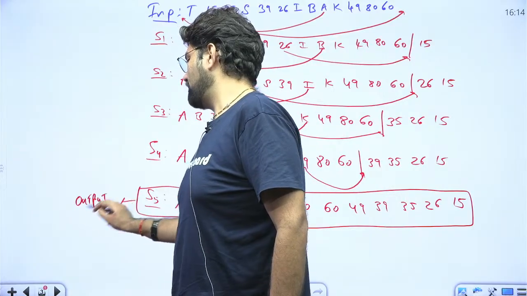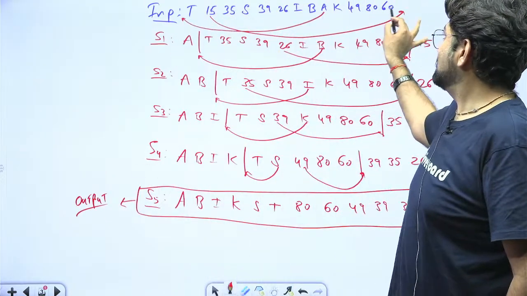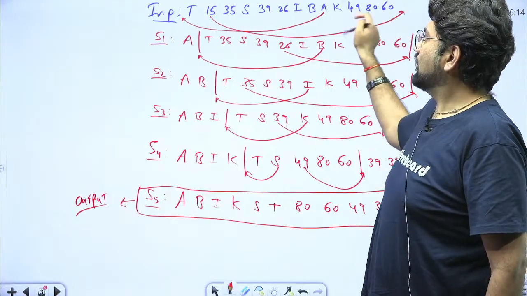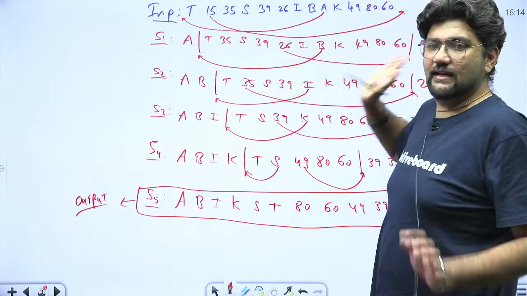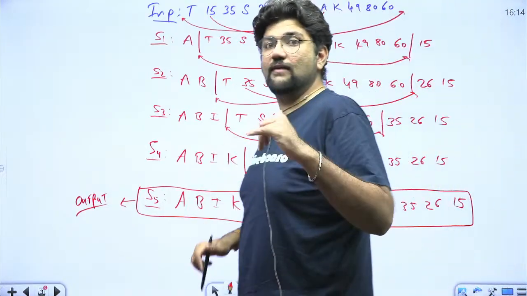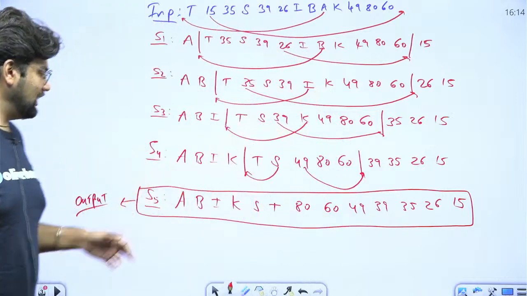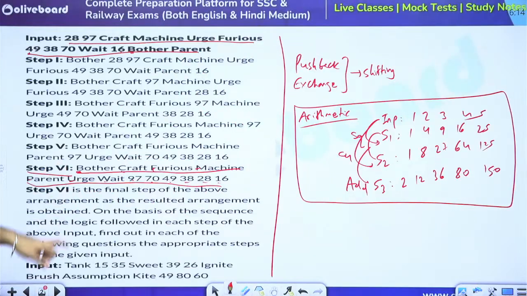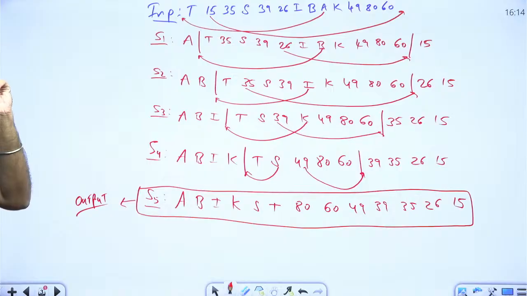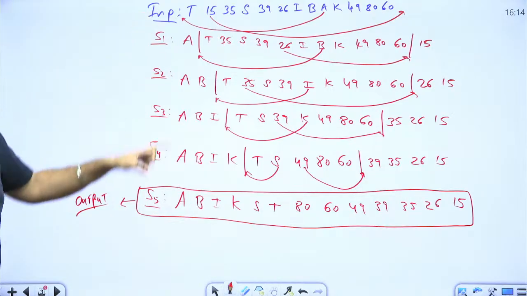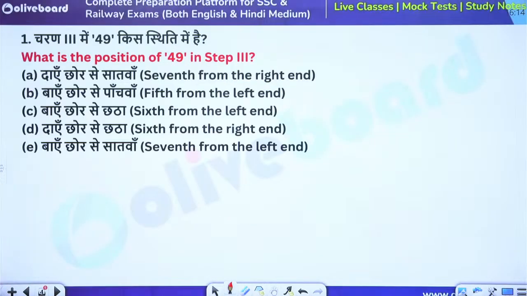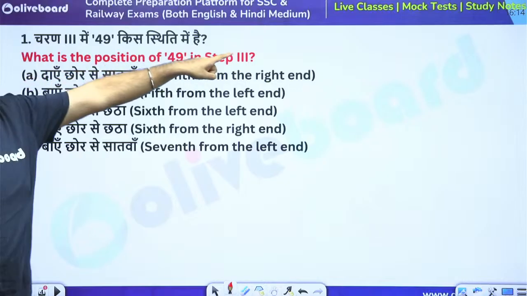Why did this happen? Because this arrangement was already there. This T and 80, 60 were already arranged for me. So I didn't have to take another step. Technically in my question only I took 6 steps to solve it, but here I have done it in 5. Why did I do this completely? Because this is the question. So what is the position of 49 in step 3?